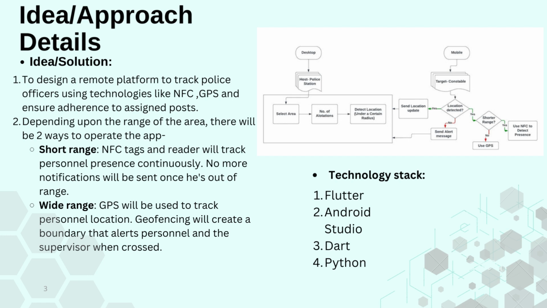The app will also be equipped with features such as time tracking and task assignment to help organizations manage their personnel more effectively. The time tracking feature allows personnel to clock in and out of their shifts. The task assignment feature allows supervisors to assign specific tasks to their personnel and track the progress of those tasks in real time.